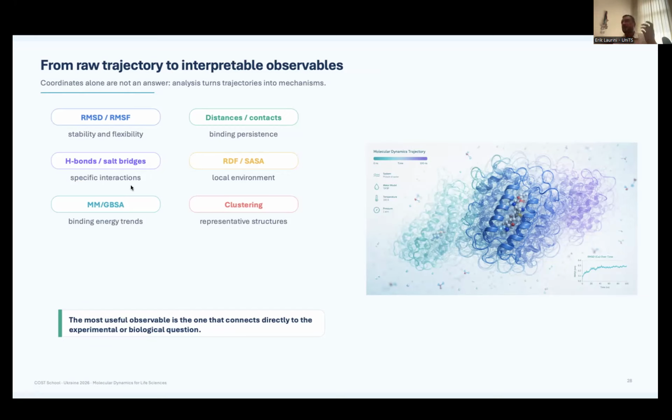But by applying specific energetic analysis, in this slide I report one of the most common, the so-called MMGBSA analysis, you are able to quantify the binding energy trend. That is the binding energy between molecules inside your molecular system. And now I will give you some examples provided by my research in order to better understand the potentiality of this approach.